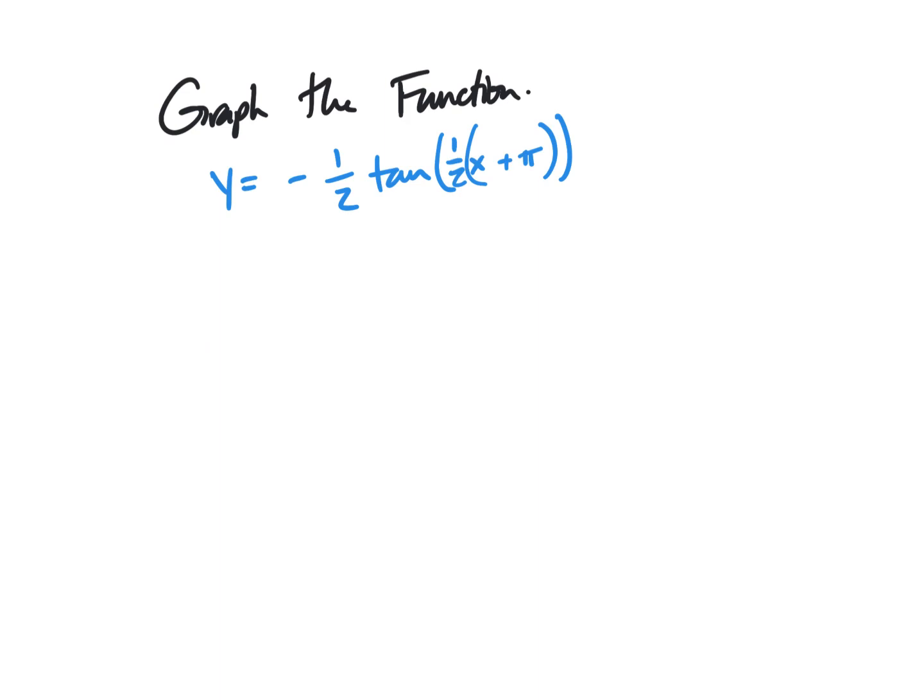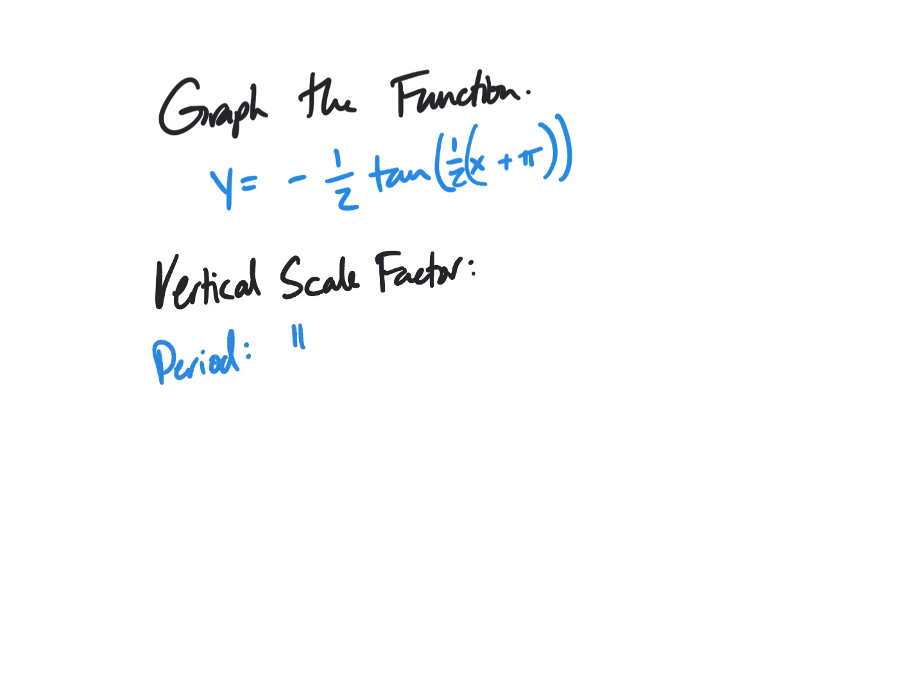Okay, let's do one more. It's a tangent function. It says y equals -1/2 tangent of 1/2 times x plus pi. Now, we need to do the same thing. We don't have amplitude, we have vertical scale factor for tangent. The period is actually pi over b instead of 2 pi over b for tangent. The phase shift is still there, same rules.